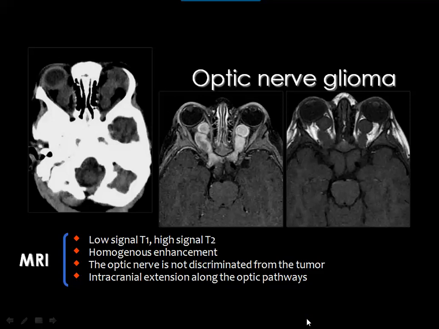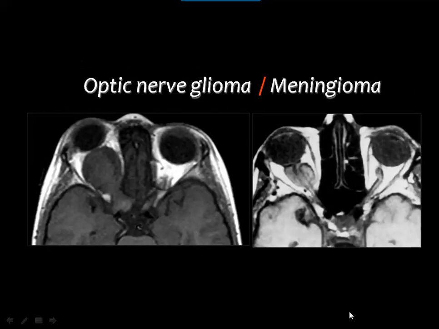And this is a bilateral optic nerve glioma. By CT you see the appearance, tortuosity, and by MRI low signal in the T1, and this is the T1 post contrast after fat suppression. You can appreciate the strong homogeneous enhancement of the lesions on both sides.